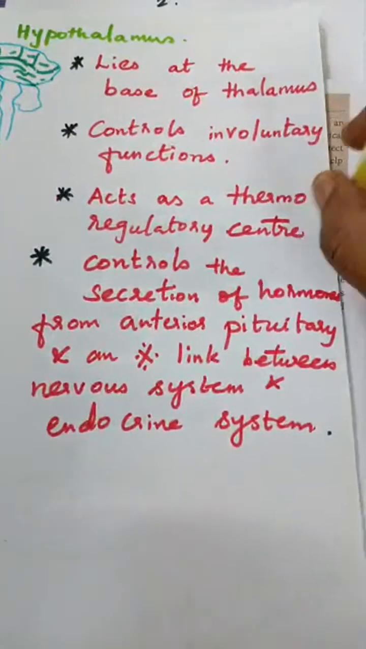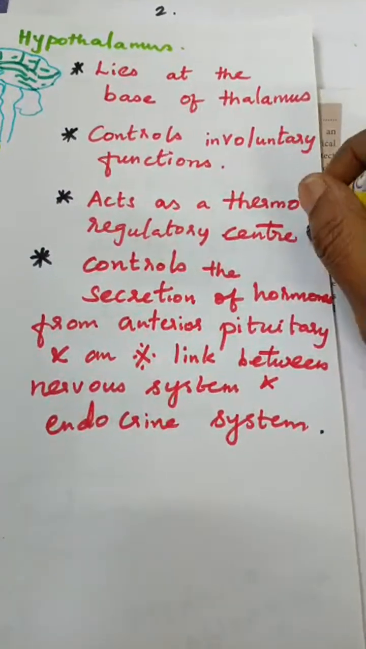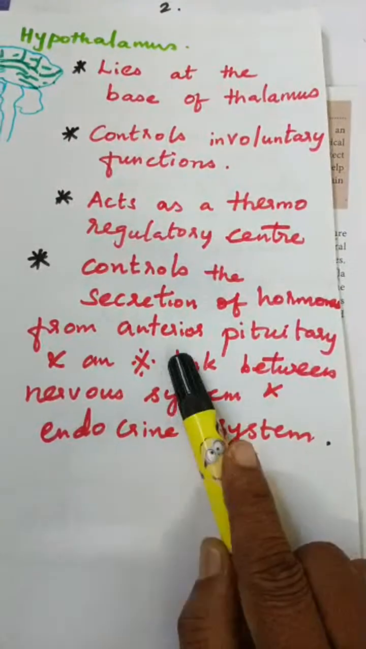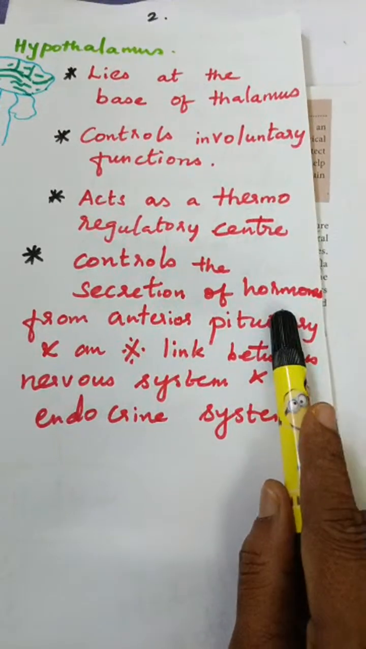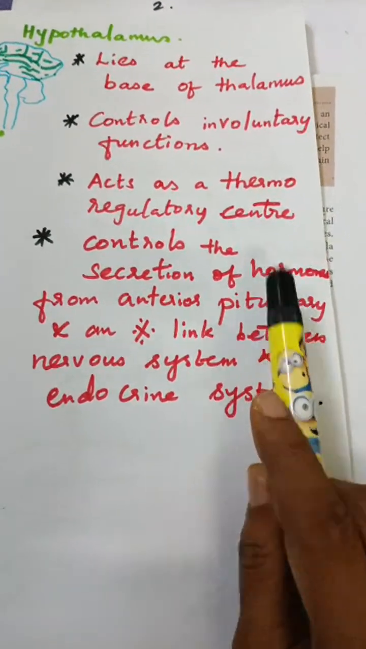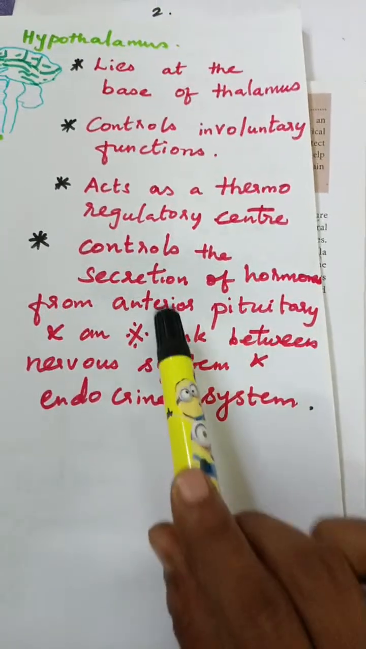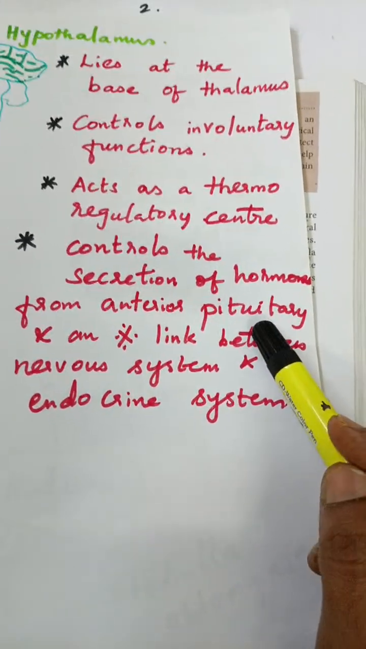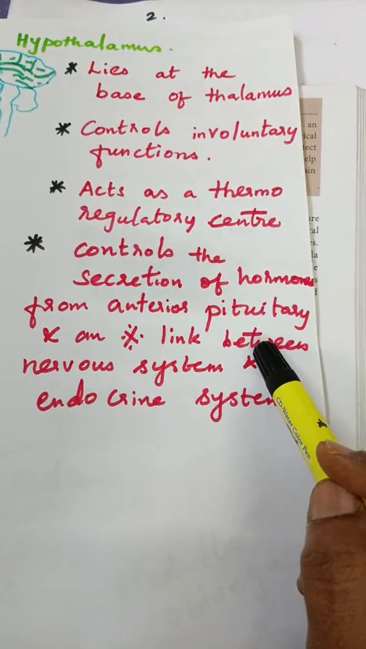The hypothalamus acts as a temperature control area, that is, a thermoregulatory center. Not only that, it controls the secretion of hormones because it is connected with the pituitary gland in the brain function. This nervous system and endocrine system have a link, because only if the brain sends a signal to the endocrine system will the hormone be secreted. How the signal happens, we studied in the nerve impulse.